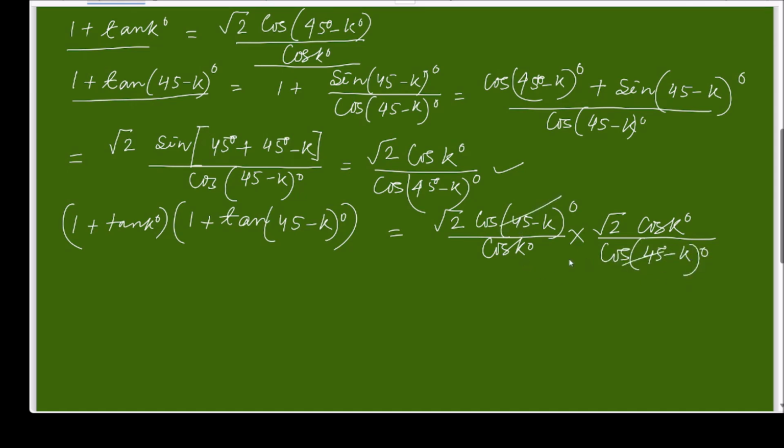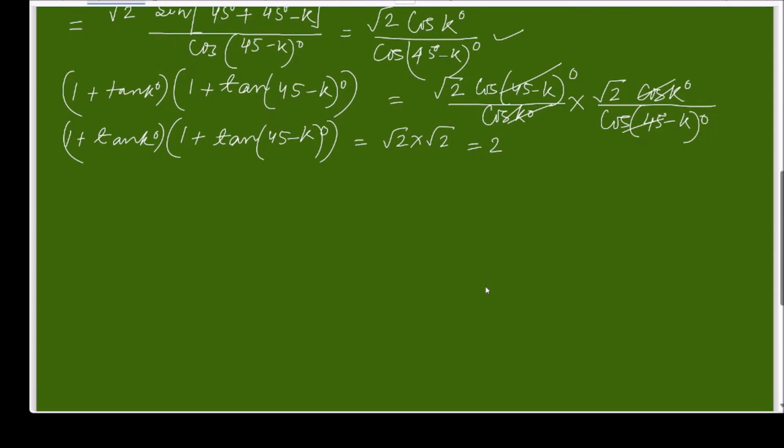So you'll see that these four terms are cancelled with each other. So ultimately we are getting 1 plus tan k degree multiplied by 1 plus tan(45 minus k) is equal to square root 2 multiplied by square root 2, which is equal to 2.